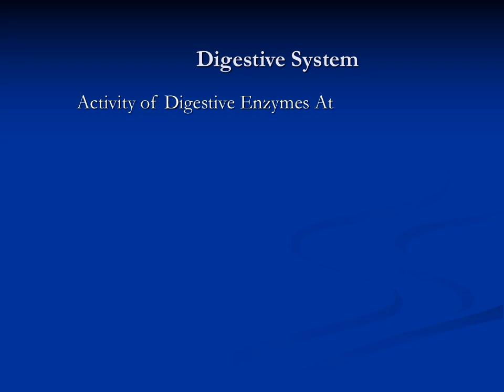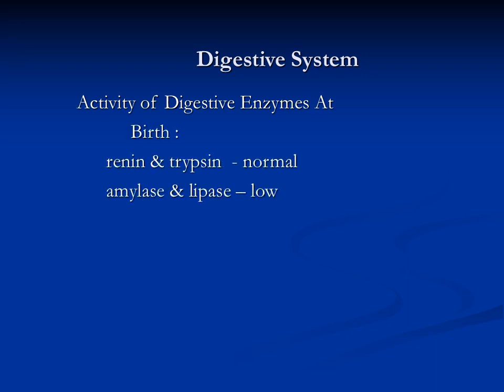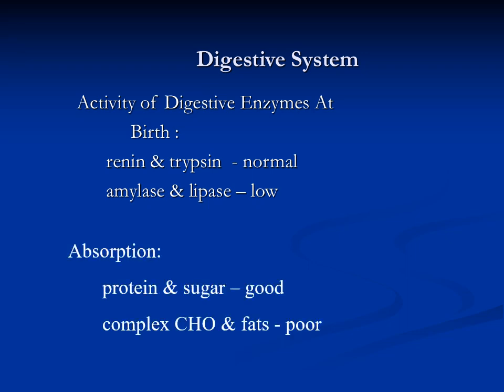The activity of renin and trypsin is normal at birth but low for amylase and lipase, while the absorption of protein and sugar is good and poor for carbohydrates and fats. That's why we introduce food containing sugar and protein first, then fats last.